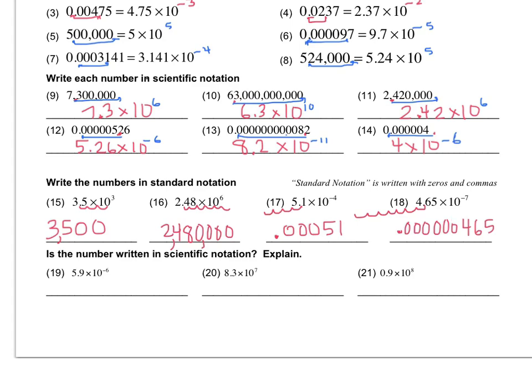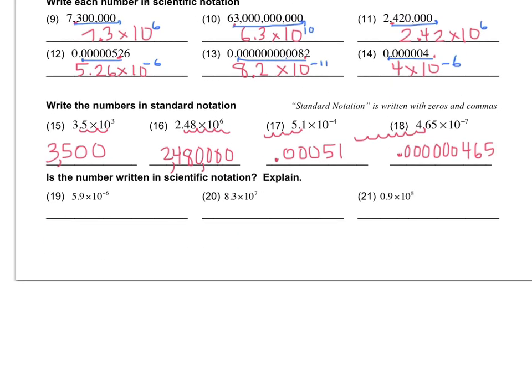Remember, the one rule about scientific notation is that the number has to be between 1 and 10. So is number 19 written in scientific notation? The answer is yes, because 5.9 is between 1 and 10.